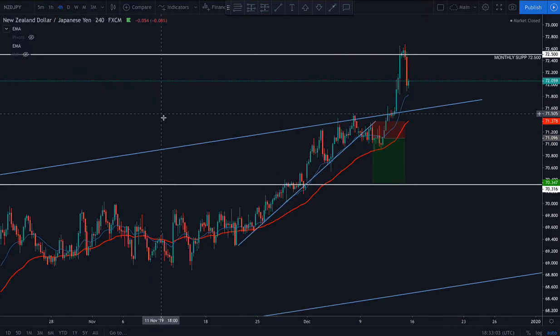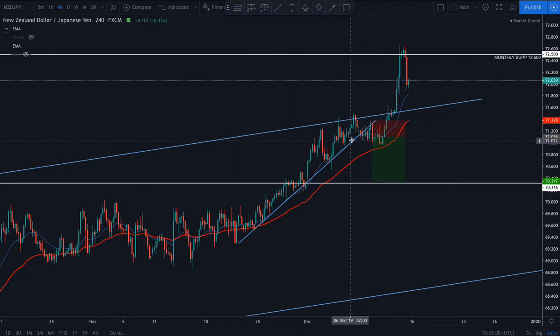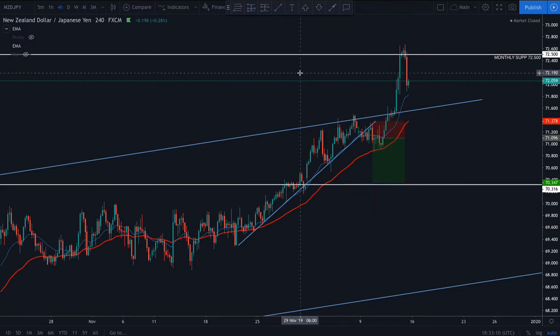So when we go down to the 4 hour, you can see we had a trend line here, upward sloping trend line. We had the break, and I'll show you where I entered.